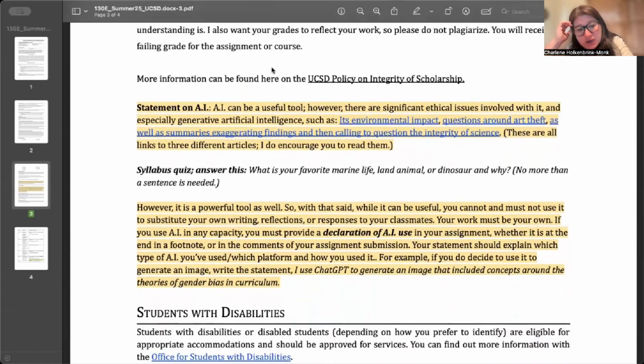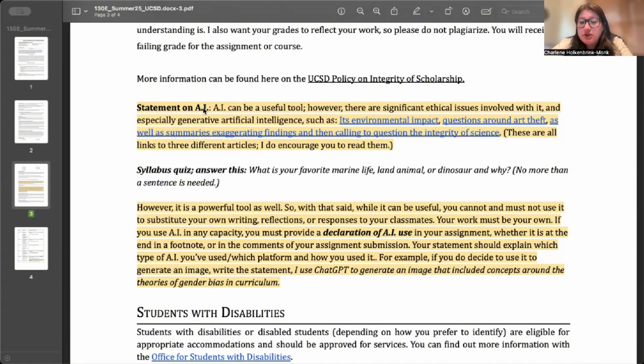Then I have this statement on AI. So this is where I stand on AI. I'm not anti-AI necessarily. I think it can be an incredibly useful tool. There's a lot of different types of AI out there. The one that I'm primarily referencing is generative AI, but AI as a whole can be very useful. But there are a lot of ethical issues around it. Studies have shown that it does decrease writing ability. It also decreases creative thought and critical thinking. But then there's also some other ethical issues.